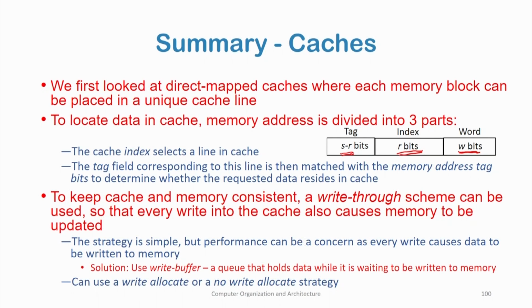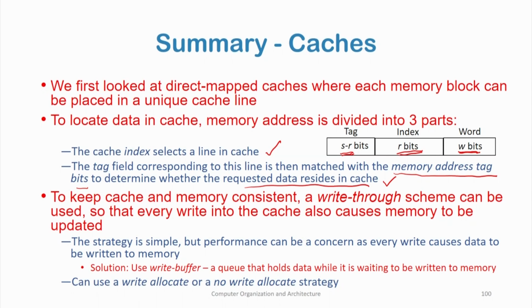So, the cache index selects a line in cache, and the tag field corresponding to this line is then matched. I have a line in cache identified by the index bits, and in that line I have a tag field. That tag field is then matched with the tag bits of the memory address to determine whether the requested data resides in cache.